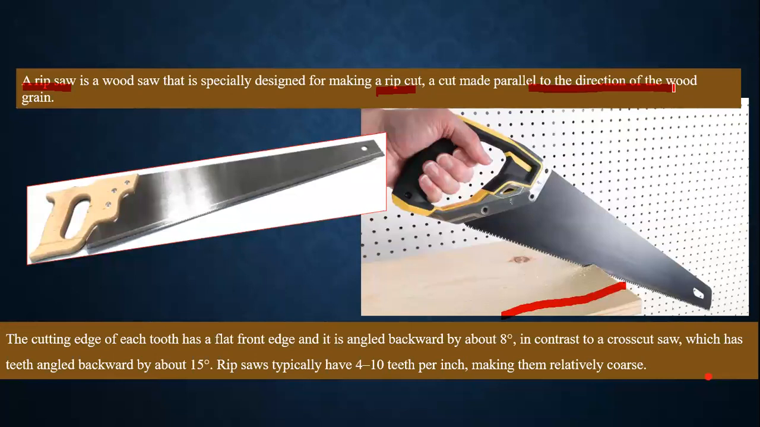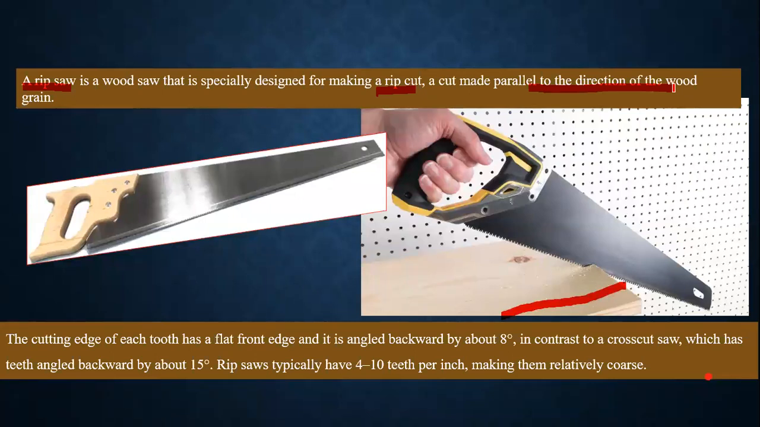Grain or brain? Come again. Did you say grain or brain? Grain, G-R-A-I-N, grain. That is the direction of the fiber, how the fibers of the wood are arranged. They are normally arranged in a particular direction, okay? That's what we call the grain of the wood. Now, the cutting edge of each tooth has a flat front edge, and it is angled backwards. What I'm saying, you may not understand, but when you go to the next slide, you understand it perfectly.